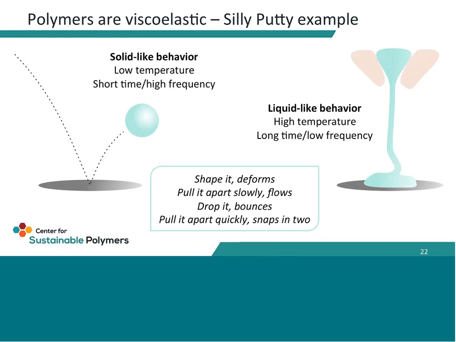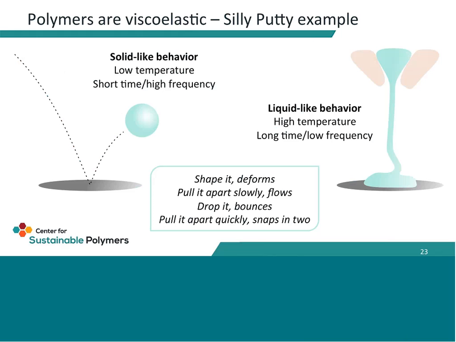And so one of the interesting things about polymers is that they are viscoelastic. They exhibit both solid and liquid-like behavior. And silly putty, as some of you may have with you, is a very classic example of viscoelastic behavior. At low temperature or short time frames, the material will behave solid-like. So if you roll your silly putty up into a ball and you bounce it on the table, it acts like a solid, it bounces.